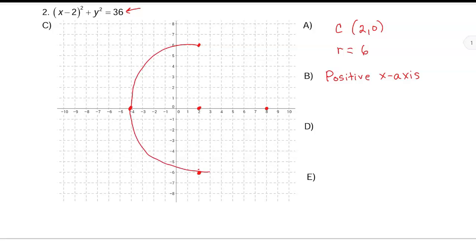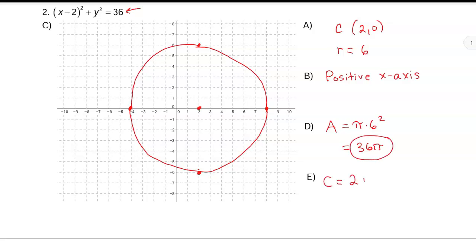So you don't head straight for the other point, you kind of head to the right of it a little bit. Part D is area of the circle. So area is going to be pi times 6 squared. That's 36 pi. Circumference of the circle is 2 times pi times 6, which is 12 pi.